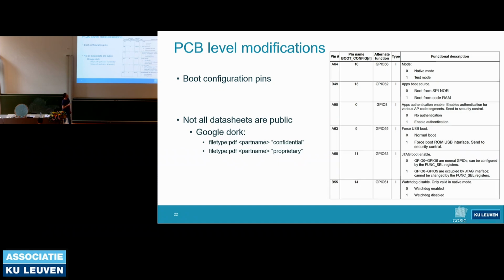A lot of them you can find on Google with some of these Google Docs, or you can try to buy the component from Taobao and then ask the Chinese supplier if maybe they also have a data sheet to go with the chip. So oftentimes you can always find a way to get to the data sheet.